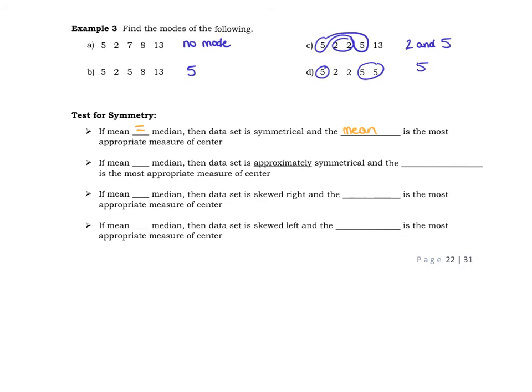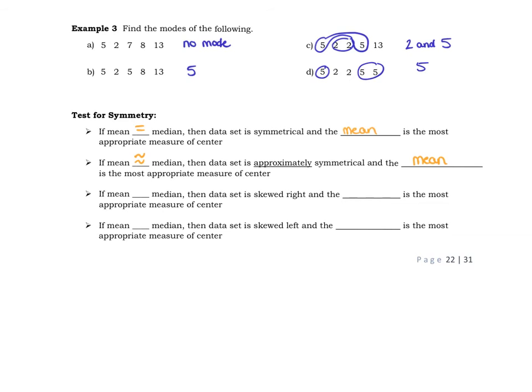Okay, if the mean and the median are close, approximately equal, they're close, but they're not identical, then the data set is approximately symmetrical, and the mean, again, is the most appropriate measure of center. So they're close, not quite. You're going to use the mean. That's the one you're going to use to report.